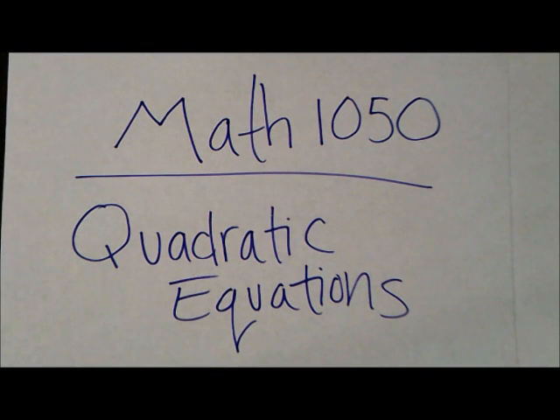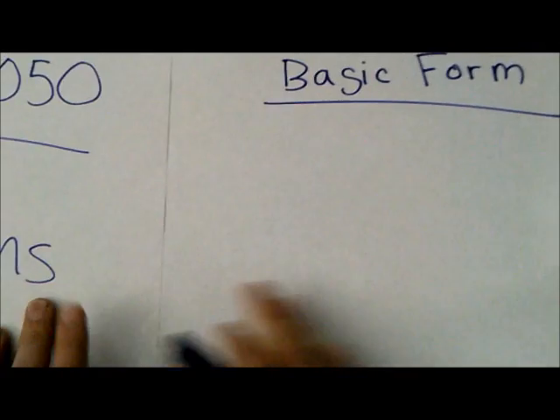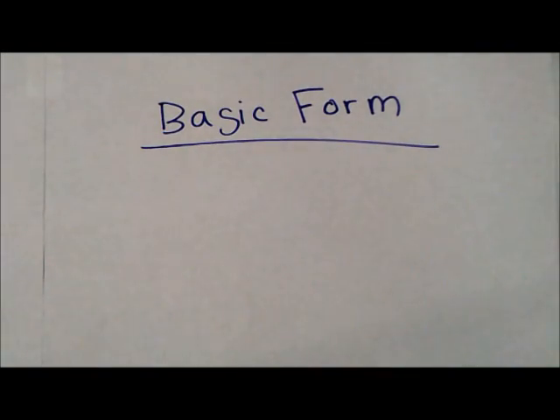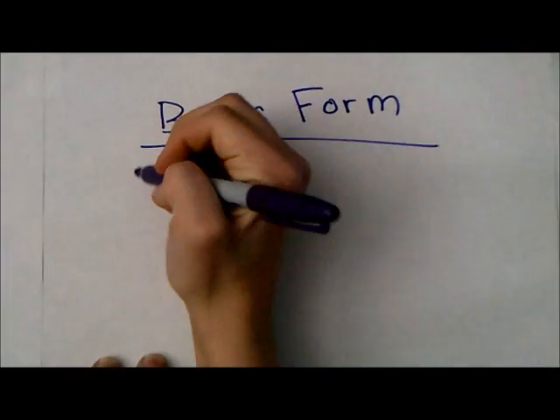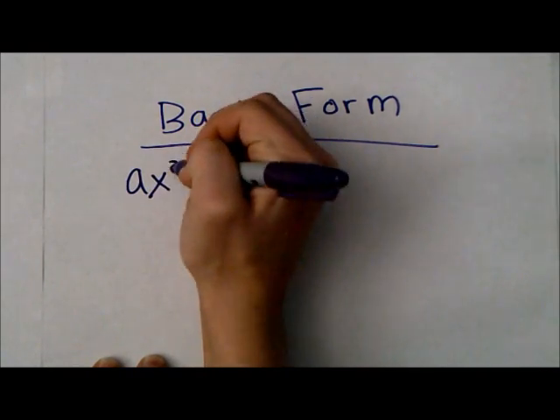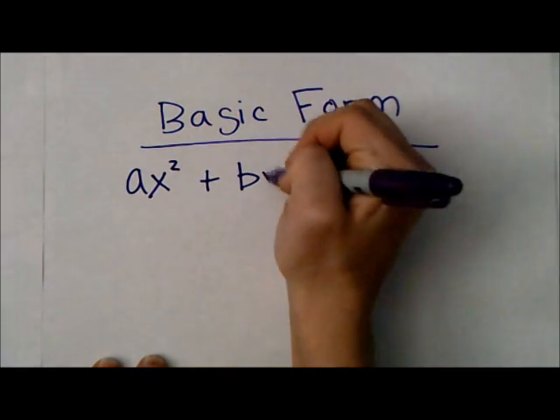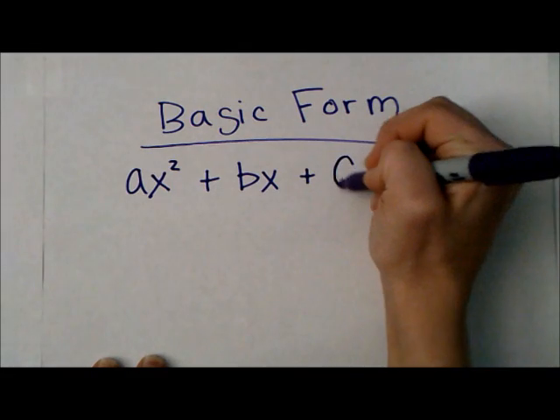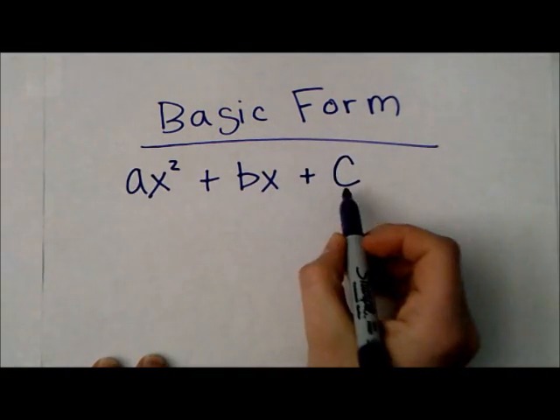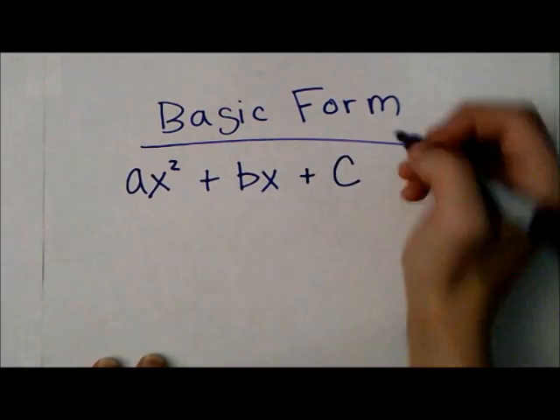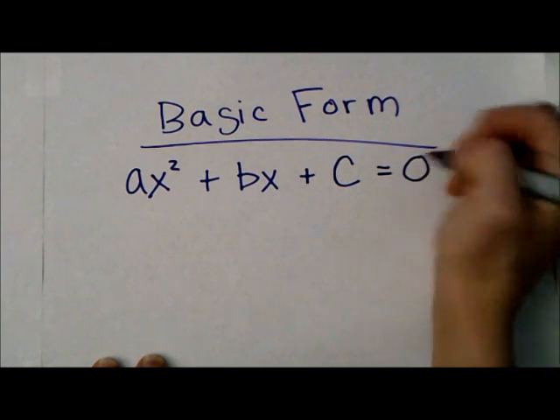My name is Shannon, and I will be showing you how to solve quadratic equations through the basic form, completing the square, and the quadratic formula. So the very first thing I'm going to show is the basic form. Now the basic form is ax squared plus bx plus c. Now a, b, and c are all numbers, and you set this equal to 0.